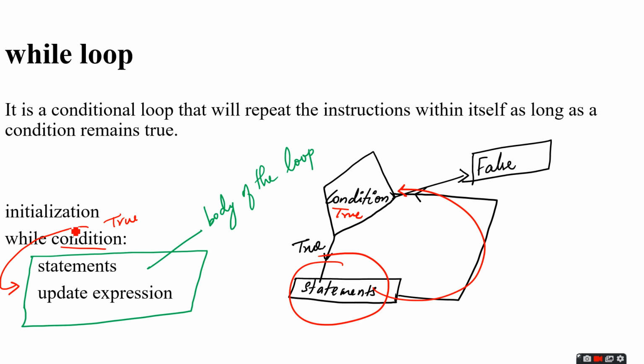Now the syntax is initialization, while condition, statements, update expressions. So statements and update expression is known as the body of the loop. And if the condition is true, the body of the loop gets executed until the condition becomes false. That is the while loop. Now see this example.